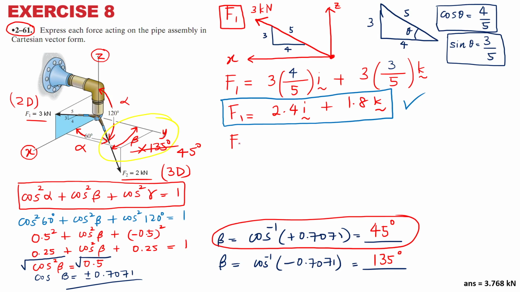So now F2 is very easy. F2 is actually 2 cos alpha I plus 2 cos beta J plus 2 cos gamma K. Everything is plus, plus, plus. Everything is cos, cos, cos. There is no sign.